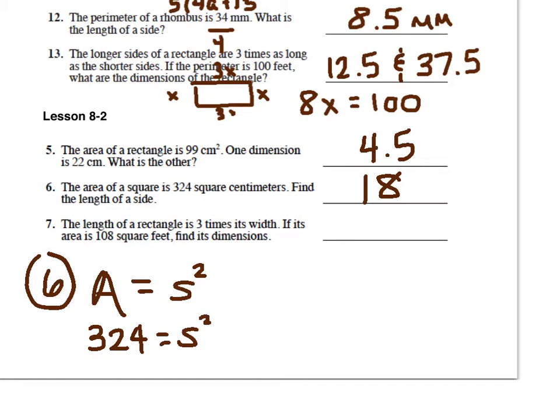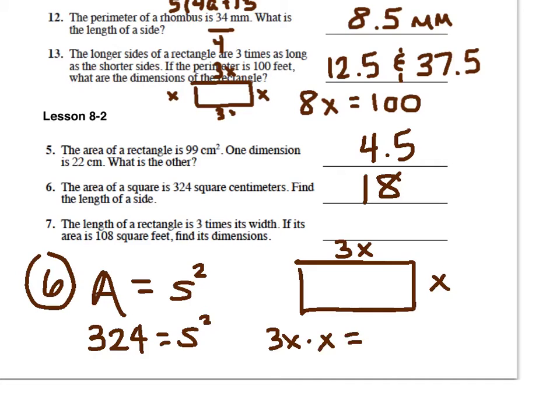Finally, for number 7, the length of a rectangle is 3 times its width. Its area is 108. Here's our rectangle. Smaller side is x. That means the longer is 3x. To get the area here, length times width is 3x times x equals 108. That gives us 3x squared equals 108. So we have to divide by 3. 108 divided by 3 is 36. And then square root 36.